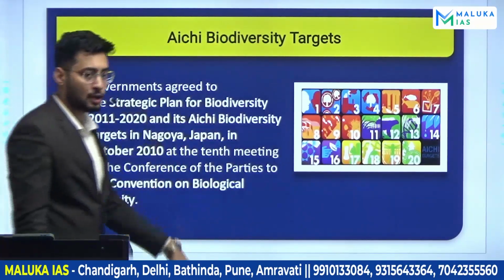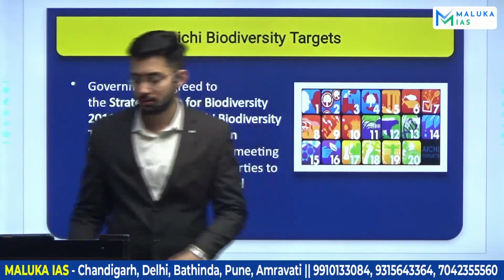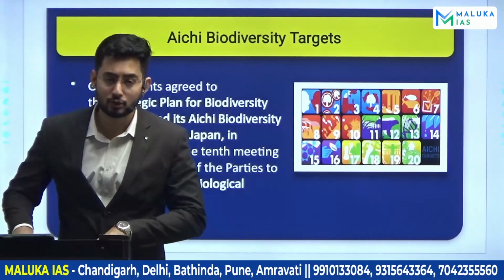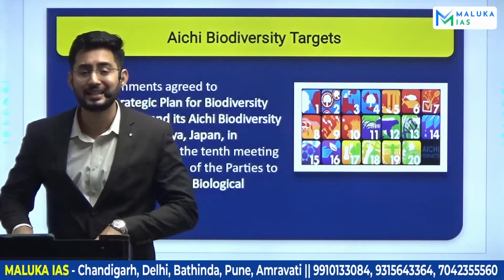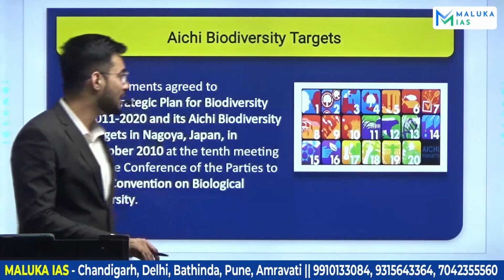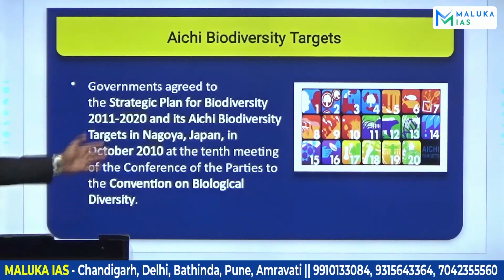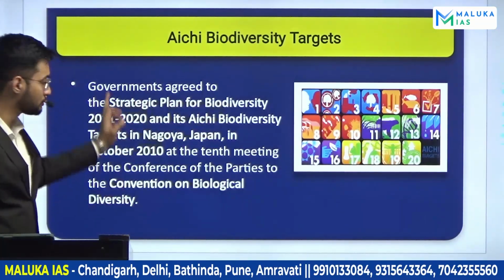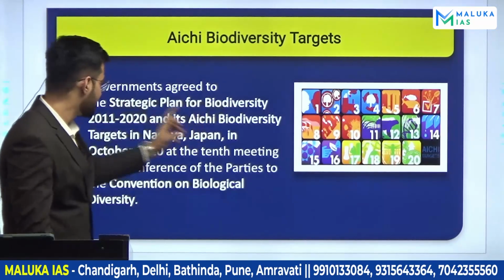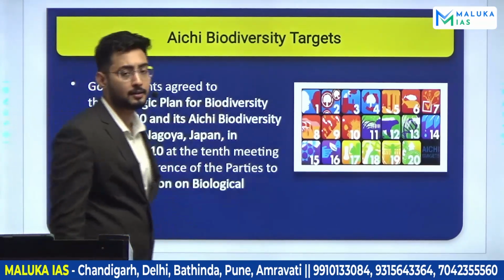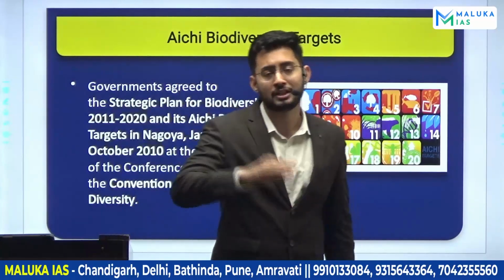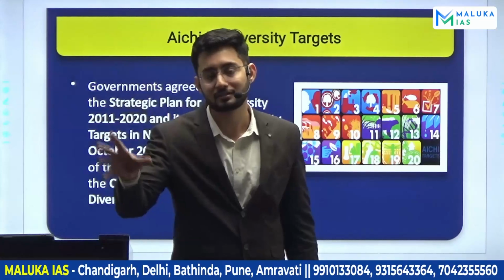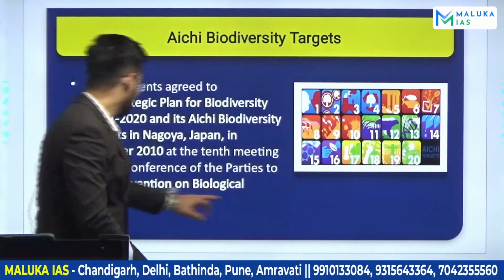Then in the same Nagoya only there was some targets which were fixed till 2020, right. So these were the 20 targets named as Aichi biodiversity targets. The government agreed to the strategic plan for biodiversity from 2011 to 2020, and its Aichi biodiversity targets in Nagoya, Japan. इसीलिए the 2011 to 2020 decade was the decade on biodiversity, United Nations decade on biodiversity.